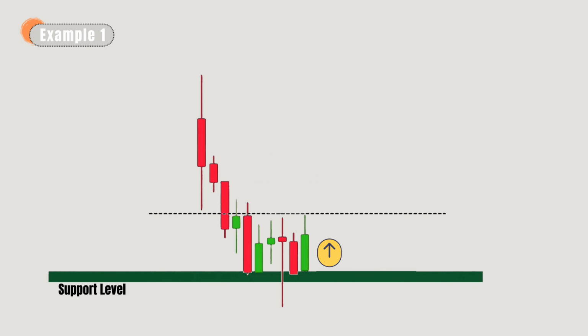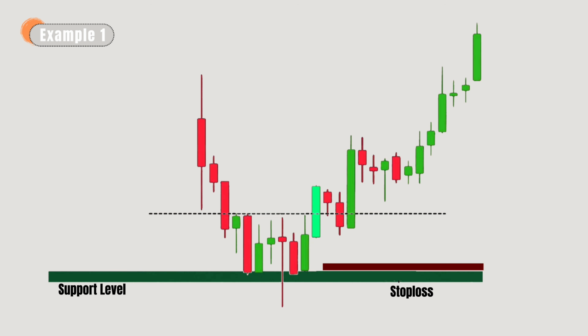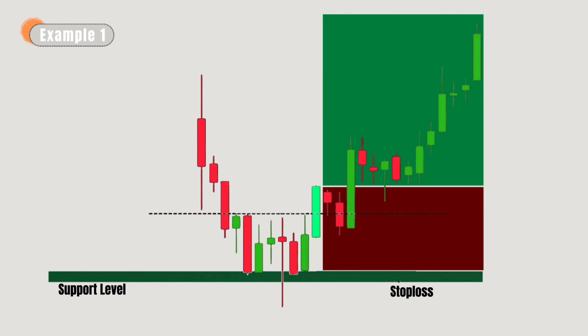With sellers losing control, buying pressure builds, and the price breaks out of this range with a strong green candle moving upward. After a Dragonfly Doji, if a bullish green candle forms, it can signal a long trade entry with a stop loss placed below the support area. When a Dragonfly Doji forms near a strong support level, the chances of a market reversal increase.